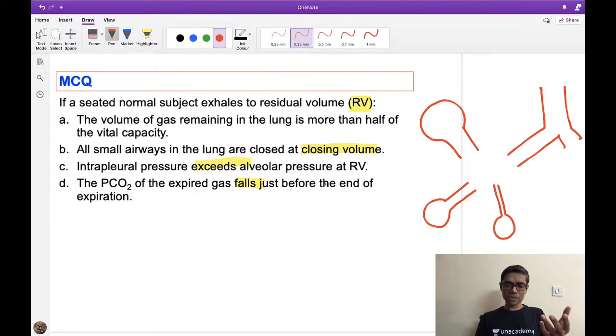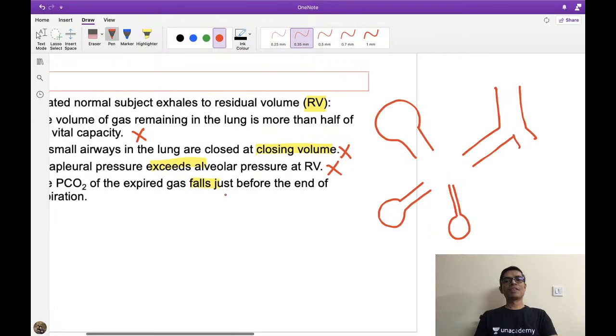If you do a forceful expiration also, residual volume will remain in the lung. But before the residual volume is reached, what will happen? The bronchioles will close. That I am going to explain here. But always remember that this is not true. Interpleural pressure is always lesser than intra-alveolar pressure. So this is not true. This is also not true. You can easily answer. And all small airways in the lung are closed at the closing volume. This is also not true. So obviously our answer is this one, that the PCO2 of the expired gas falls just before the end of expiration, right?